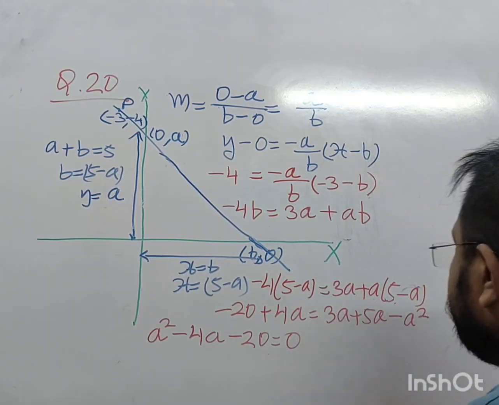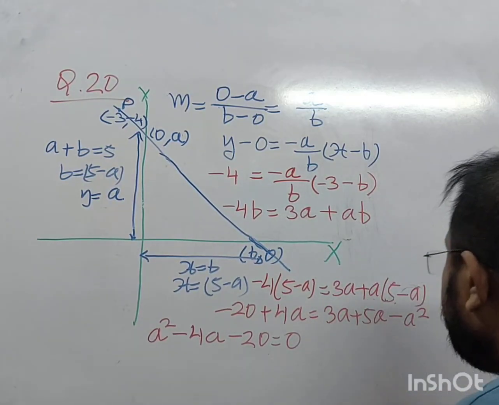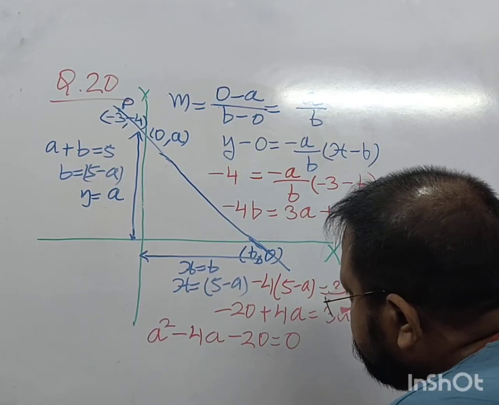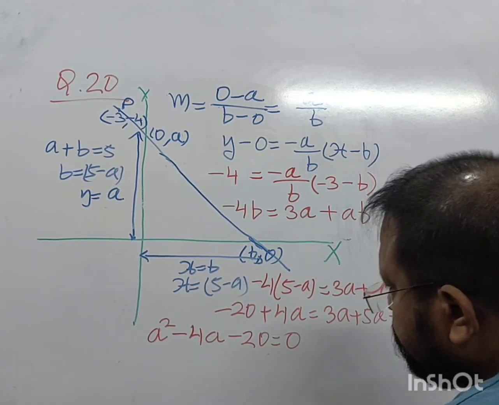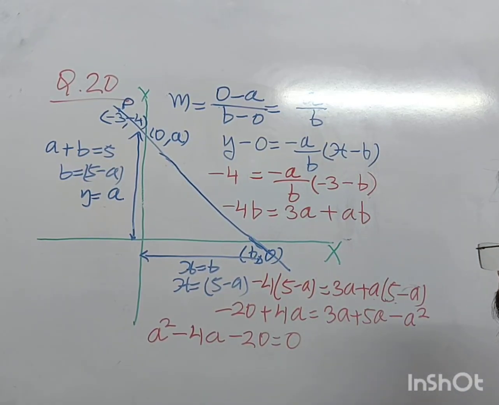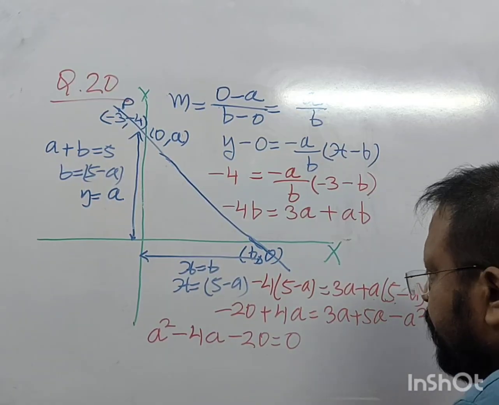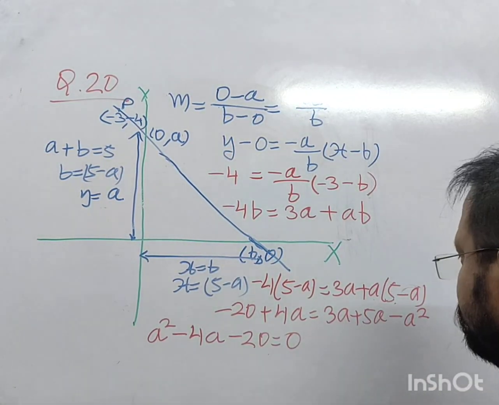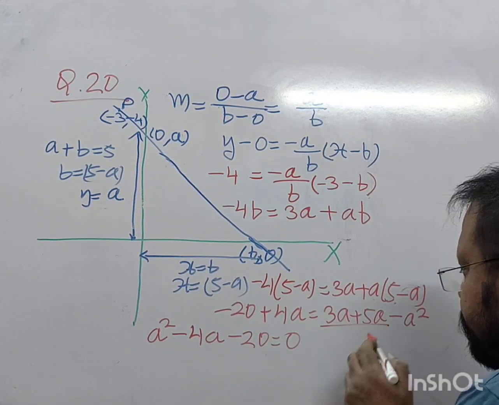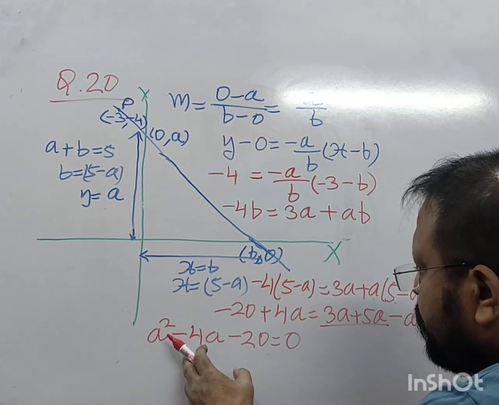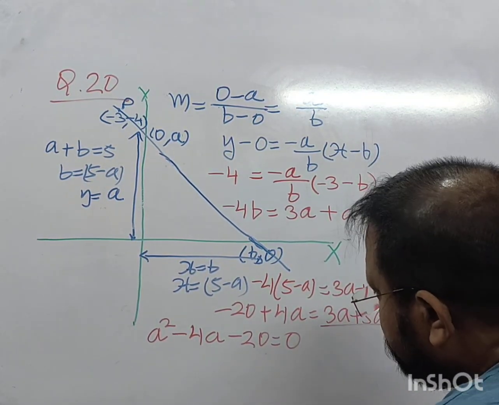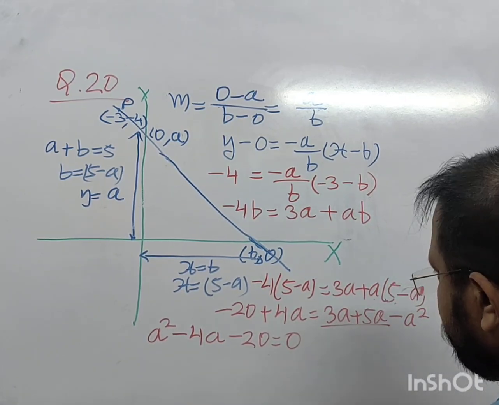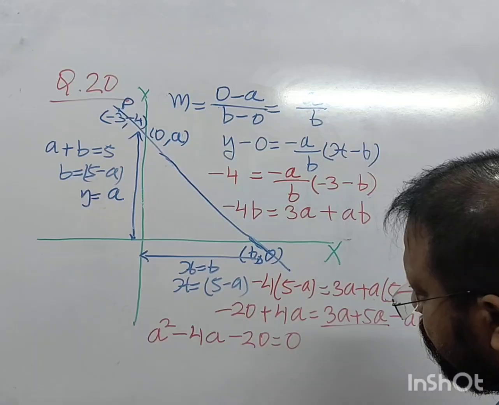5 minus a. 5a minus a square minus 8a minus 4a. 5 plus 3 becomes 8 now. Yes. 5 plus 3 becomes 8. Yes. It comes on this side. So minus 8a plus 4a becomes minus 4a. Minus 20 is equal to 0.